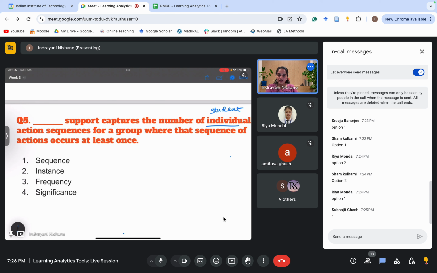So what tells us about the number of students? Which metric tells us about the number of students? Sequence support, or S support, right? So that brings us to the correct answer, option 1, sequence.